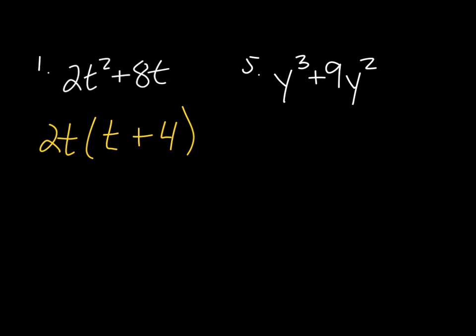Number five. Biggest number. 1y squared. That's the most that can come out of both of them. How many terms are we going to have inside? 2, because we started with 2. What times y squared gives you y cubed? y. What times y squared gives you plus 9y squared? 9. Plus 9.